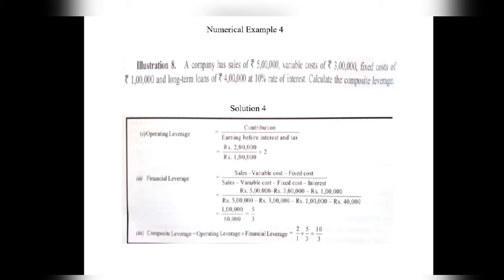Hello students, let us see one more numerical example on calculation of leverages. Now in this example we will be calculating all three leverages: operating leverage, financial leverage as well as composite leverage. So the example is, a company has sales of rupees 5 lakhs, variable cost of rupees 3 lakhs, fixed cost of rupees 1 lakh and long term loans of rupees 4 lakhs at 10% rate of interest.